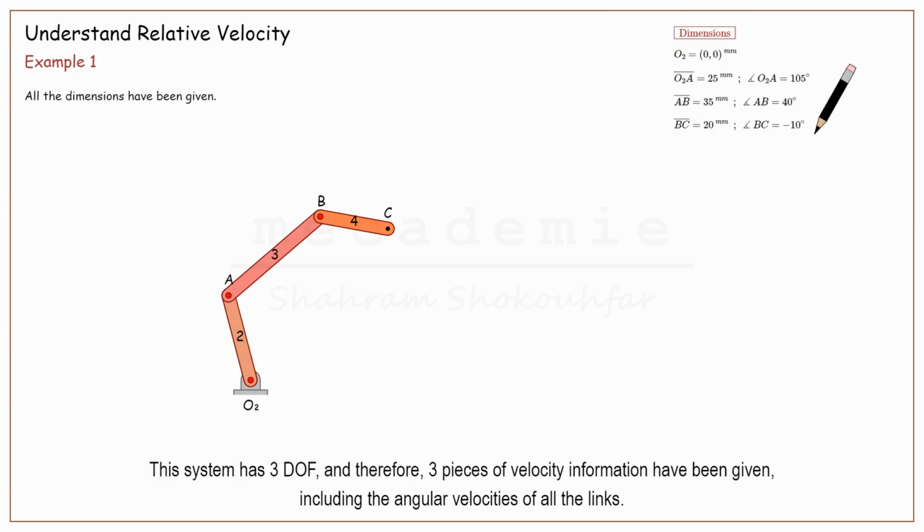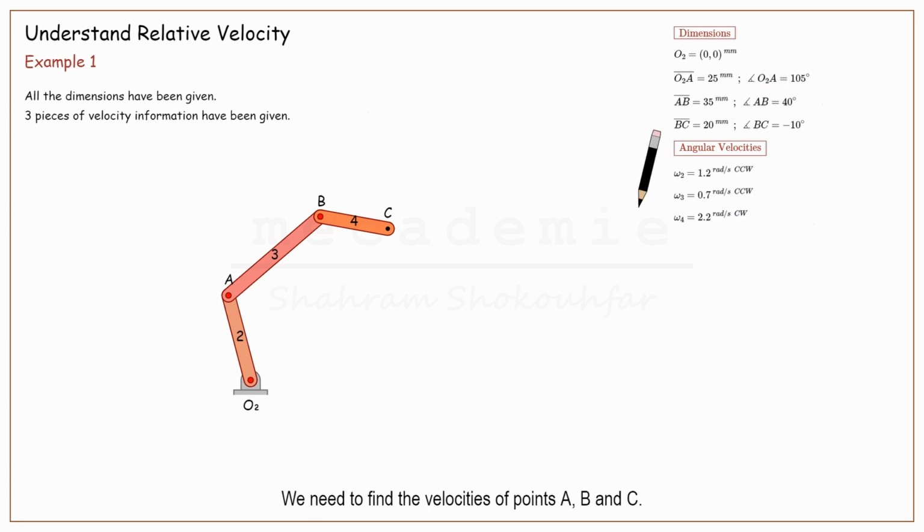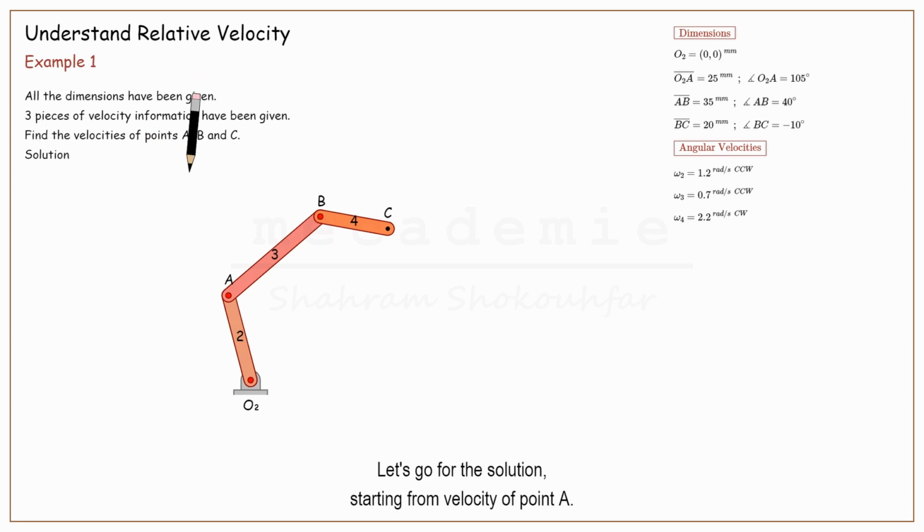This system has 3 degrees of freedom, and therefore 3 pieces of velocity information have been given, including the angular velocities of all the links. We need to find the velocities of points A, B, and C. Let's go for the solution, starting from velocity of point A.